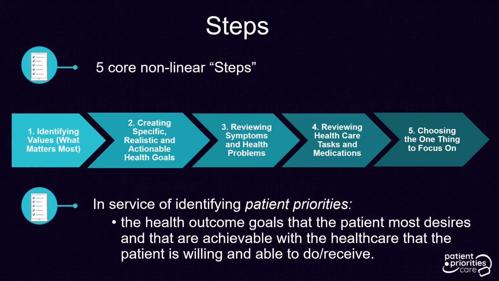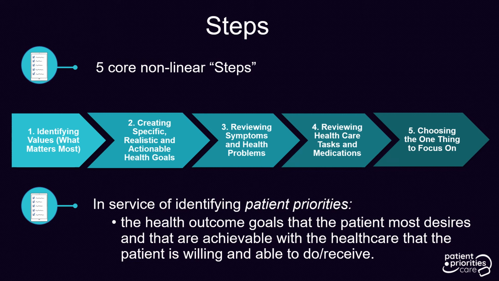There are 5 main steps to help identify patient priorities. We previously described the first 2 steps, identifying what matters most to the patient and translating those values into specific, realistic, and actionable health goals. Next, step 3 involved reviewing the patient's symptoms and health problems. Step 4 focuses on reviewing the patient's healthcare tasks and medications. Finally, step 5 helps narrow down this information to identify the one thing the patient most wants to focus on in their healthcare to achieve their goal.